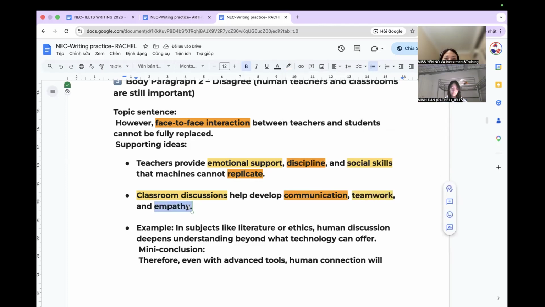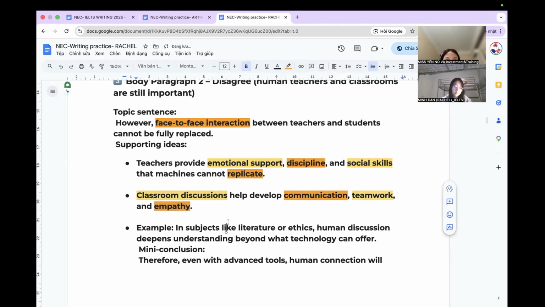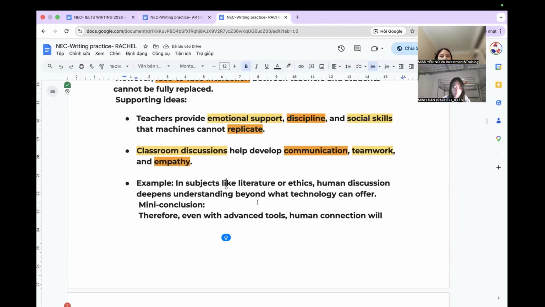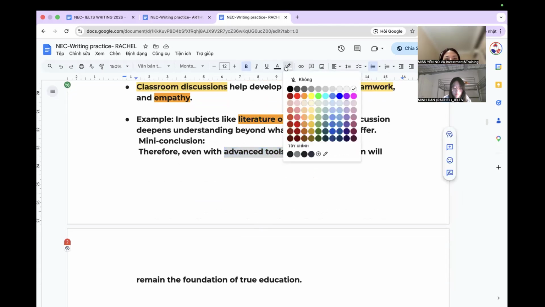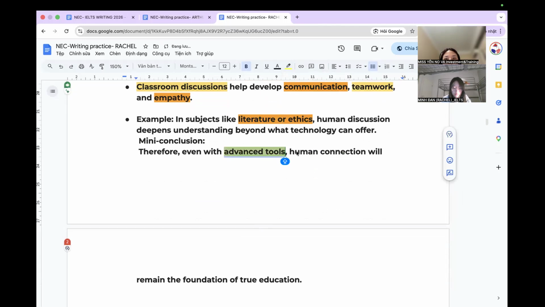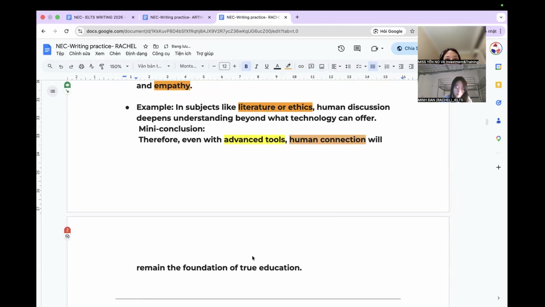You will feel like, I don't have the need to talk to anybody in the class because I only need to interact with my teacher when I turn on the microphone. That's right. So subjects like literature or ethics or human discussion, depending on understanding beyond what technology can offer, are examples here. So even with the advanced tools, human connections still remain the foundation of true education here.